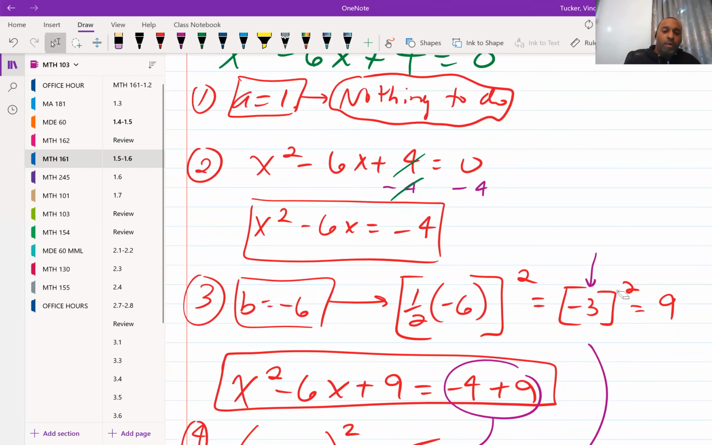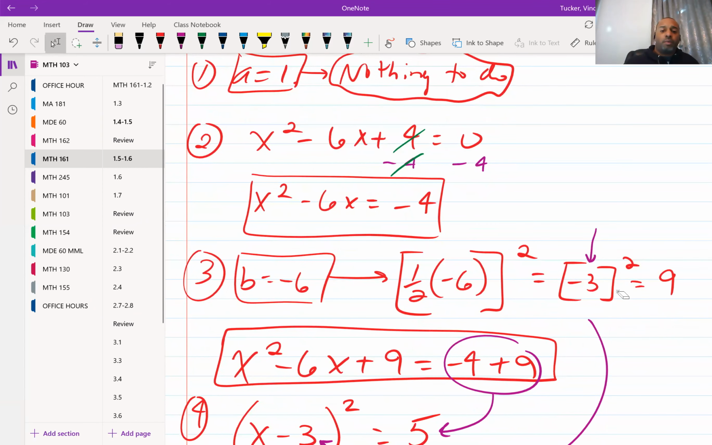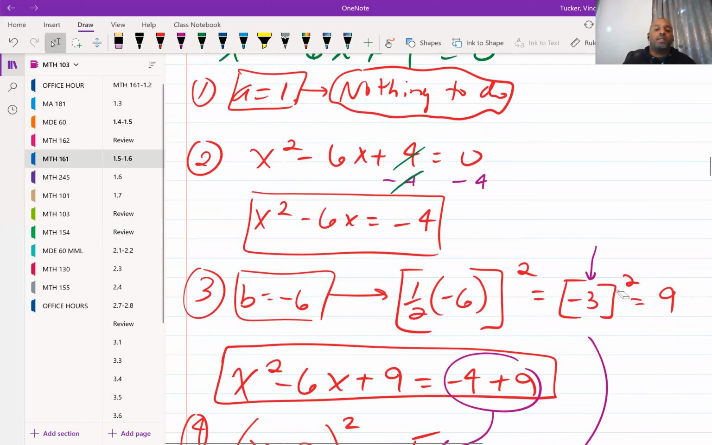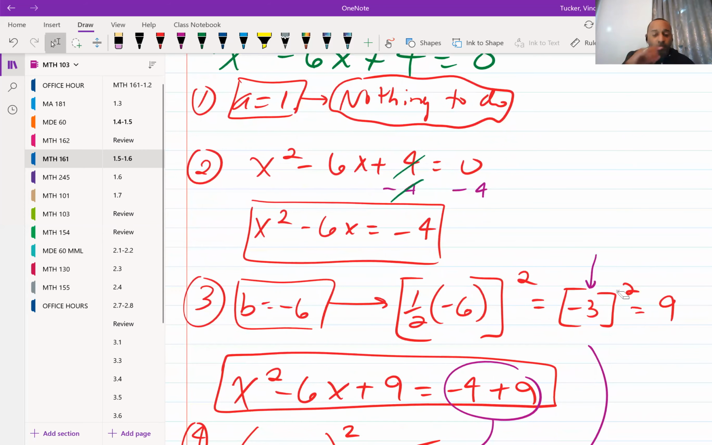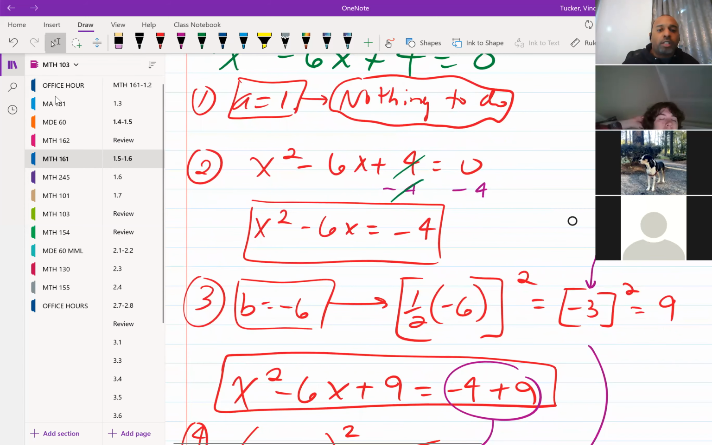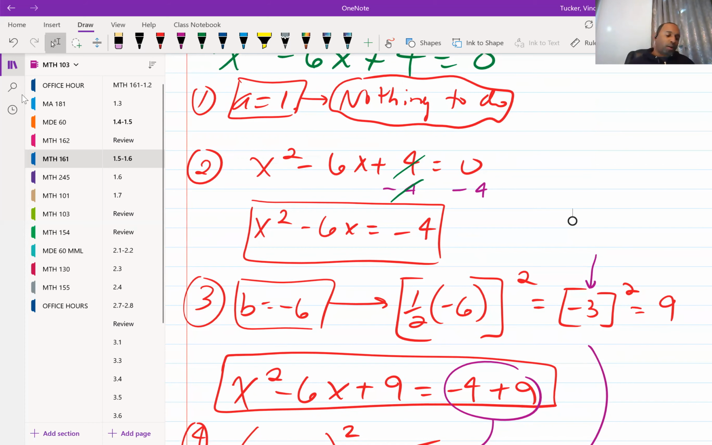And then the next part of step 3 is to add that 9 to both sides of your equation. So that's what we have here, x squared minus 6x plus 9. So x squared minus 6x plus 9 equal to negative 4 plus 9. All right, any problem with steps 1 through 3?